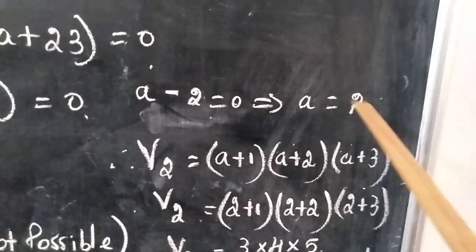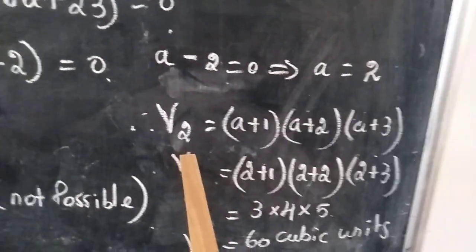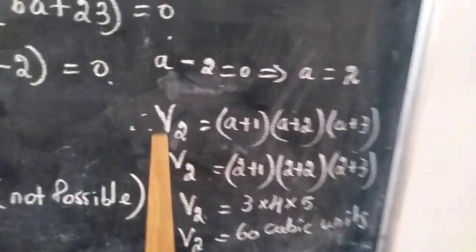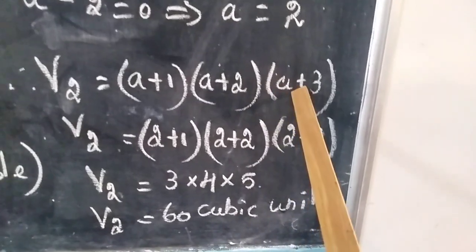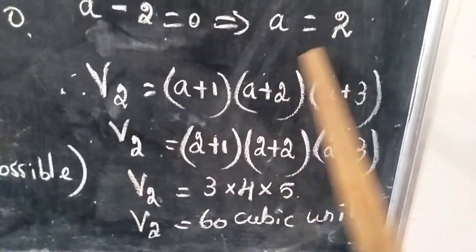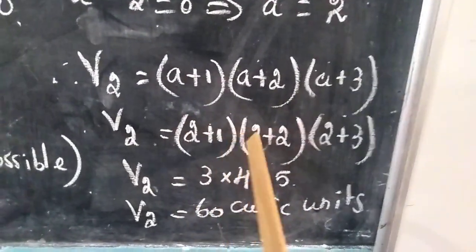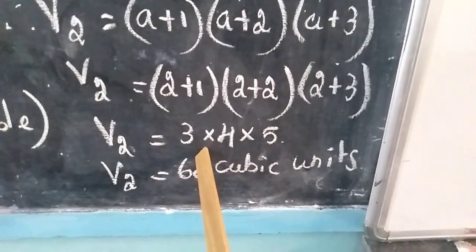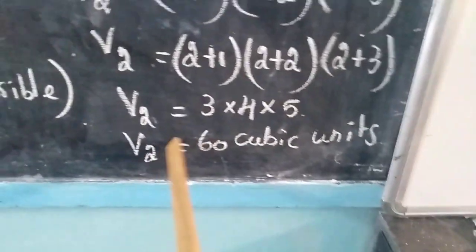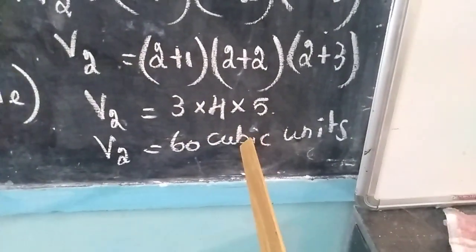Now by using this A value, we find the volume of the cuboid. V2 is equal to A plus 1 into A plus 2 into A plus 3. The value of A is 2, so 2 plus 1 into 2 plus 2 into 2 plus 3, that is equal to 3 into 4 into 6, that is equal to 60 cubic units.